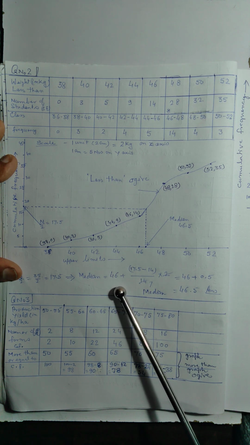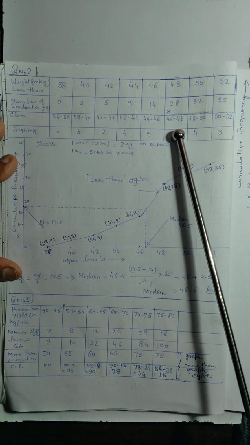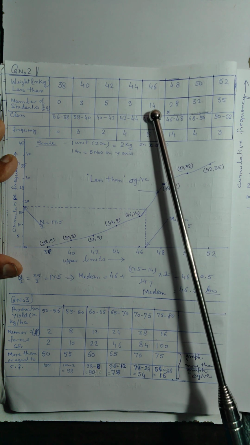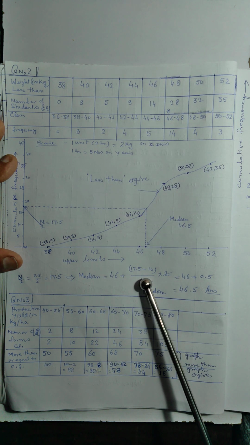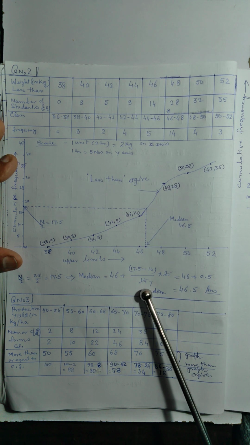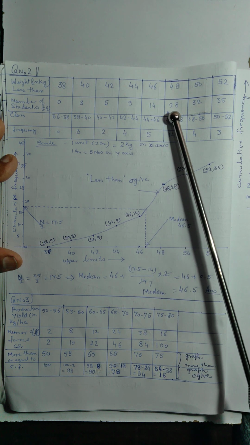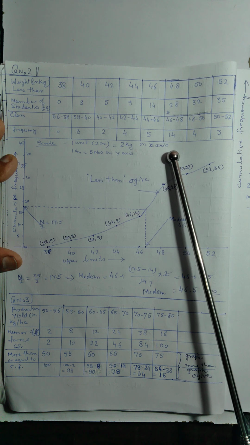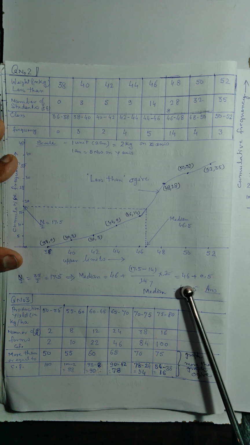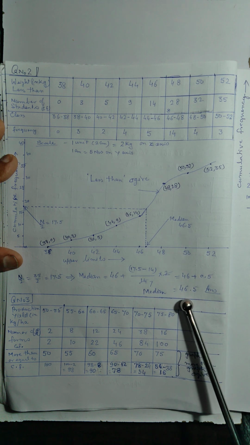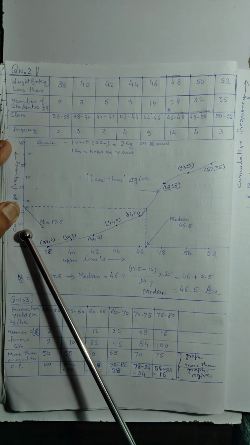So 46 I have written here. 17.5 means n by 2. n by 2 minus the cumulative frequency of the preceding class, that is 14. Here you see 17.5 minus 14, whole divided by the frequency of this class, that is 14. The frequency of the median class I have written, into 2. Worked out, 46.5 came.